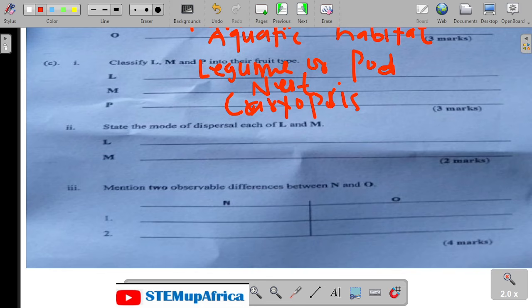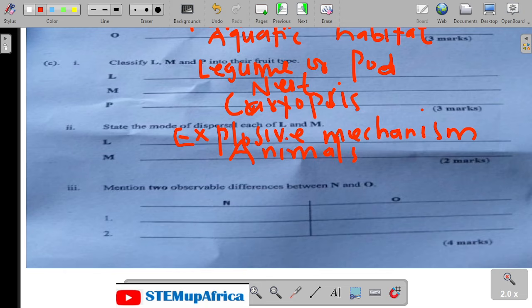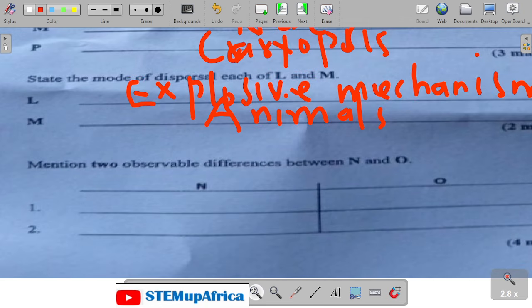For the L, it's explosive mechanism. Then the M, animals help in that dispersion process. Then question number 3, it says state 2 observable differences between N and O.